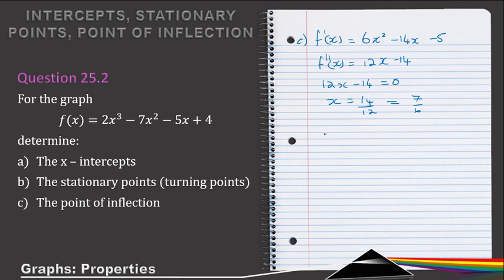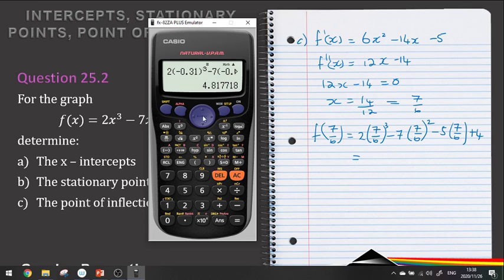And then to get the coordinate, we substitute in our value for x into the original graph, and that will then be 2 times 7 over 6 cubed minus 7 times 7 over 6 squared minus 5 times 7 over 6 plus 4. And let's type that in. We already have our graph here.